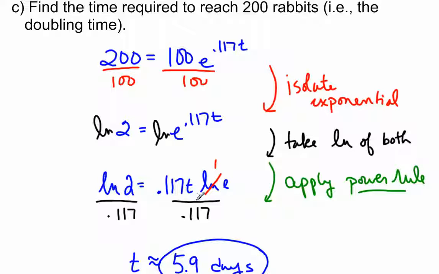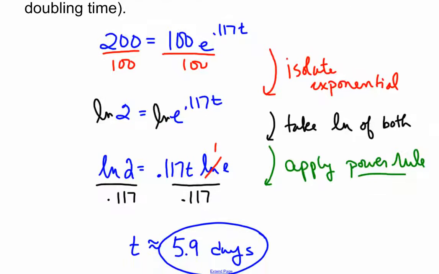So the only thing I have to do to solve for t is divide by 0.117, and I do that on both sides. I get about 5.9 days. So in less than 1 week, our rabbits have doubled.